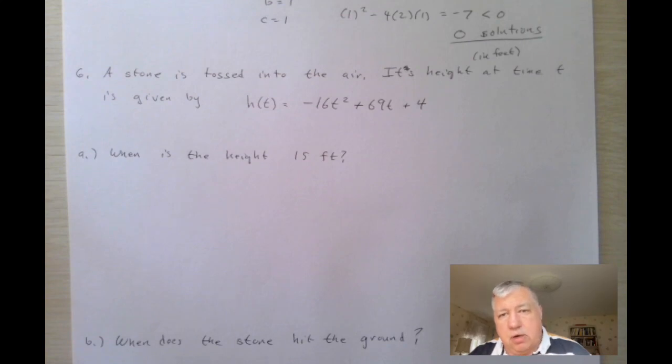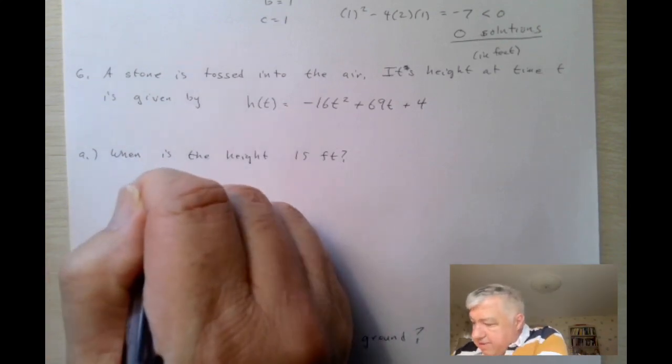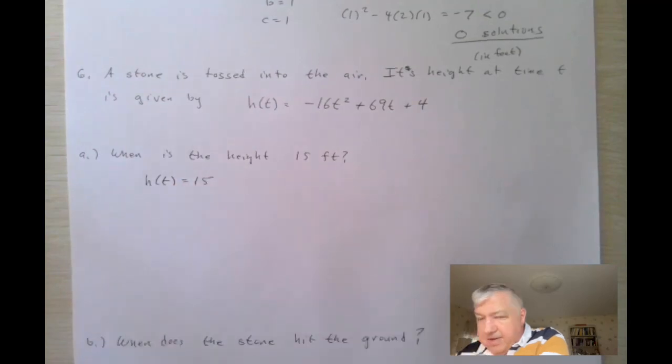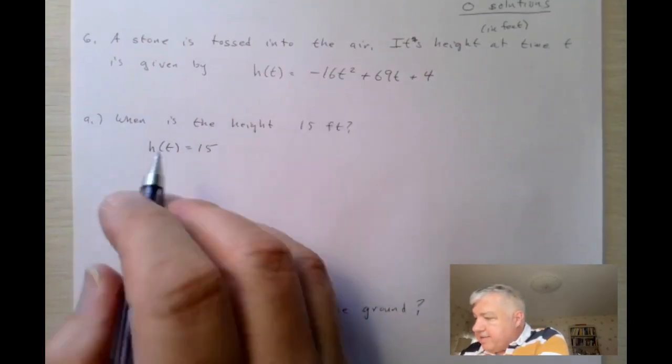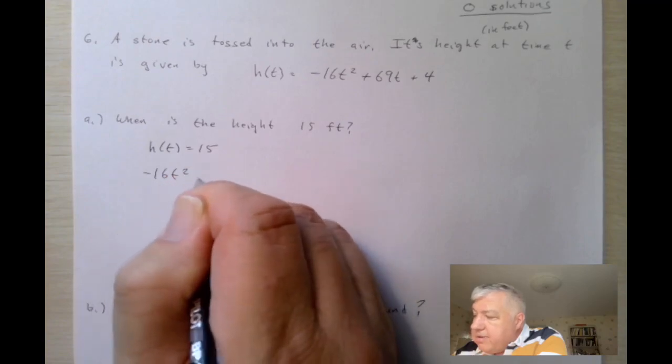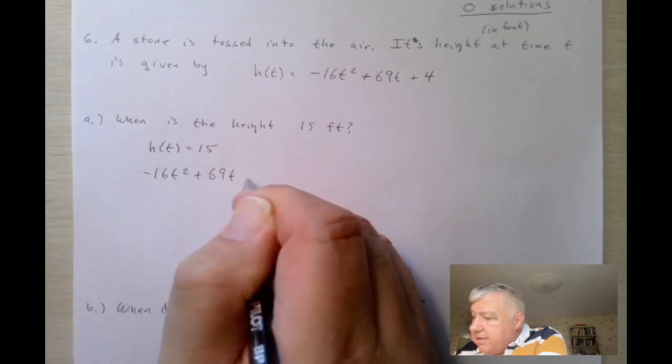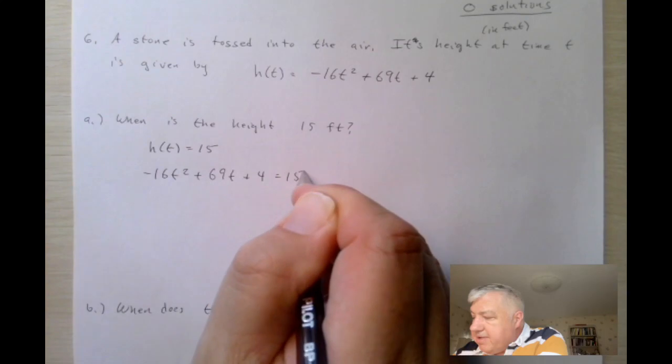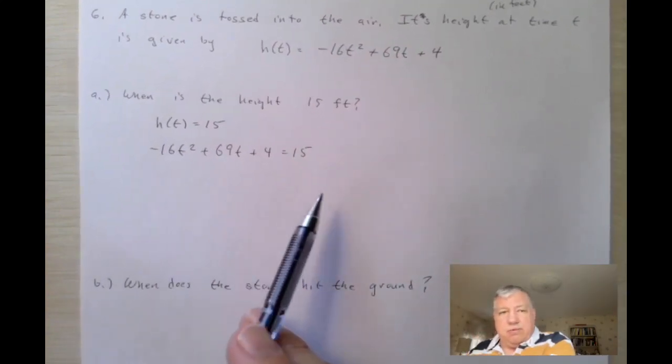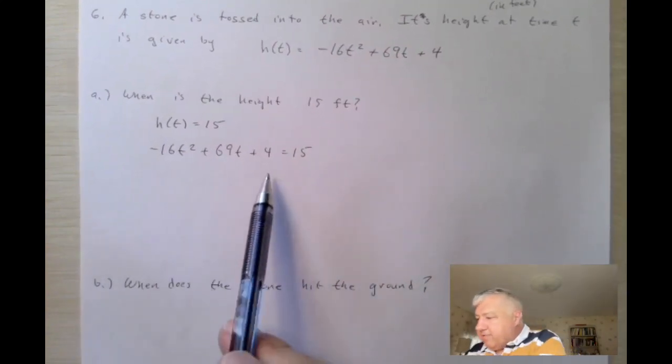Now I should say that this is only going to make sense for positive values of t, because we're taking t equals 0 as the time it's tossed. So the question is, when is the height equal to 15 feet? So we want to set h of t equal to 15. That's negative 16t squared plus 69t plus 4 equals 15. And again, we want to solve this for t.